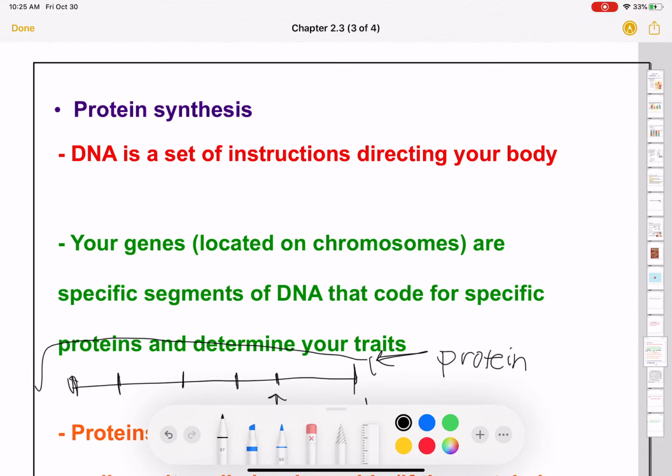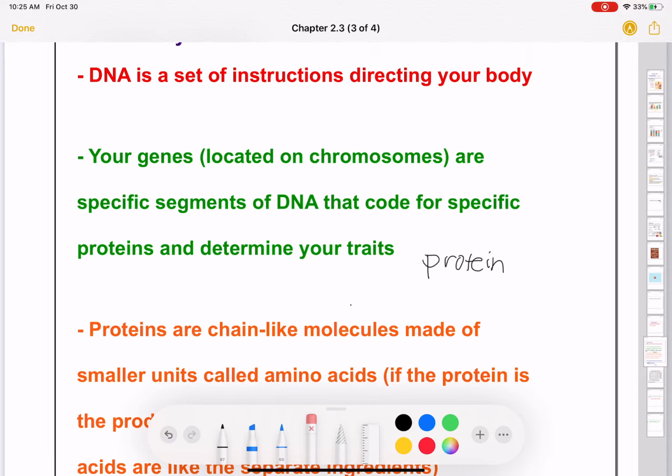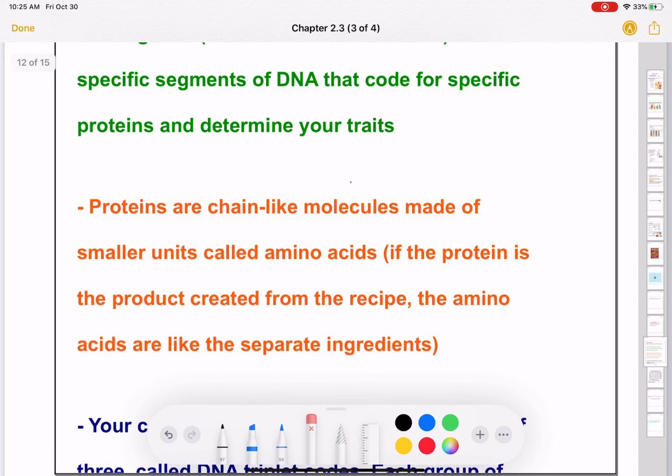Protein synthesis, how it works. It says the DNA is a set of instructions that directs your body, and your genes that are located on your chromosomes are specific segments of DNA that code for specific proteins and determine your traits. It says proteins are molecules made of smaller units called amino acids. And it says if the protein is the product created by a recipe, the amino acids are the ingredients.